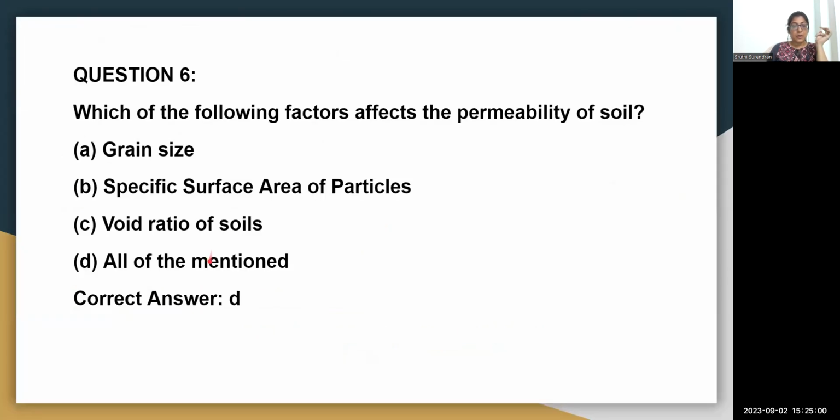So here, all of the mentioned options are factors that are impacting the permeability of soil. The grain size, which is given by the D square, the specific surface area of particles, the soil texture and soil material are also impacting. Void ratio, which is also there in the equation.